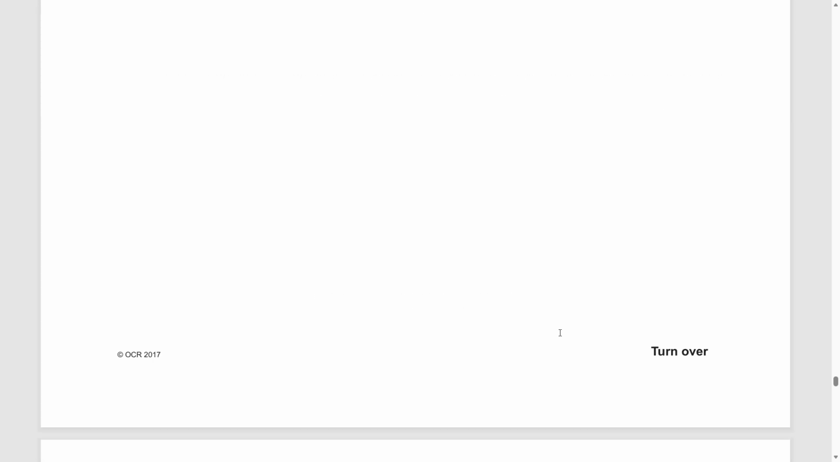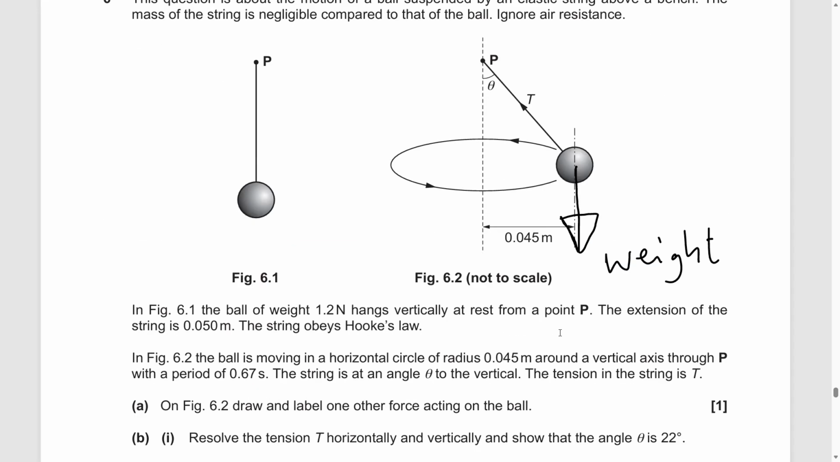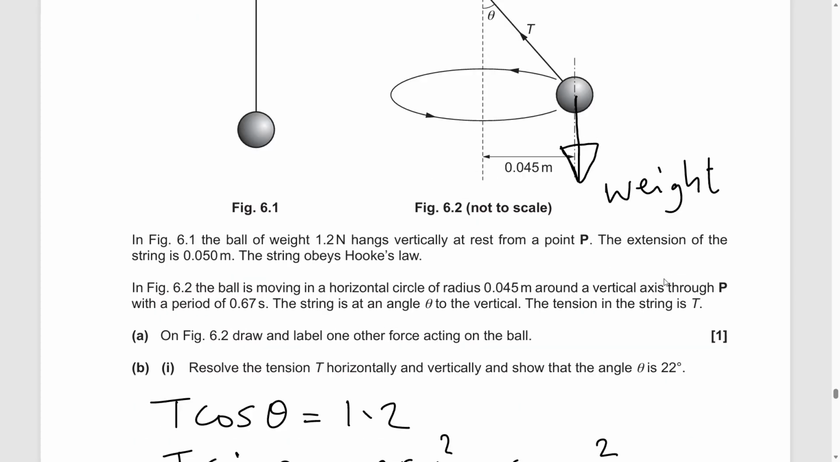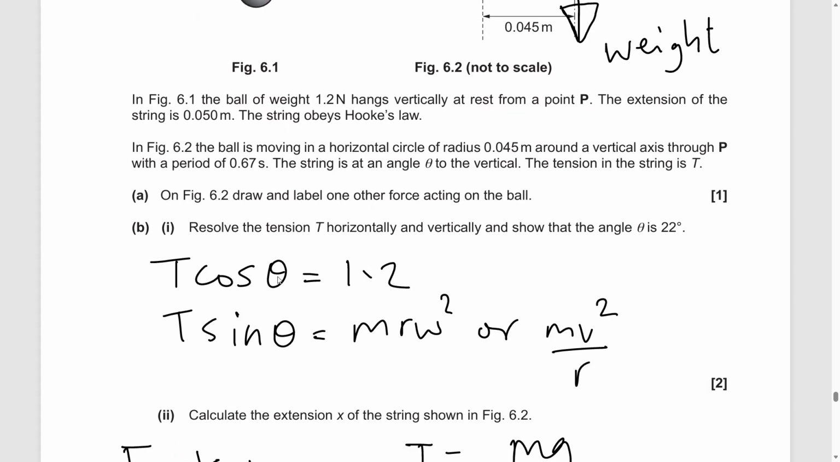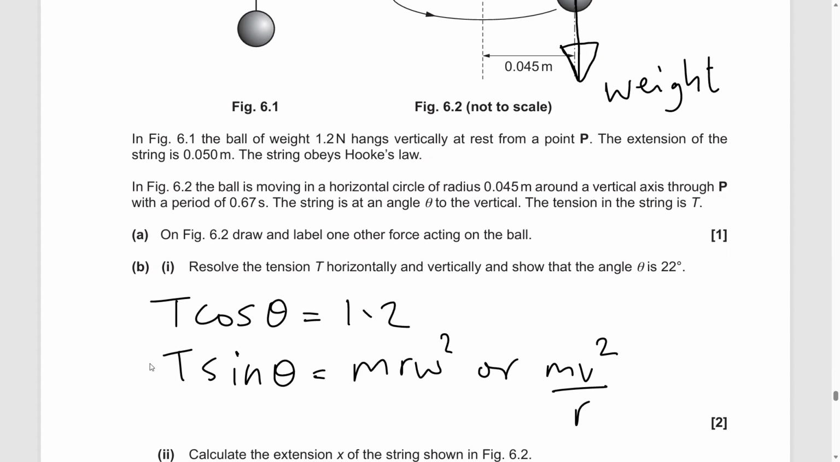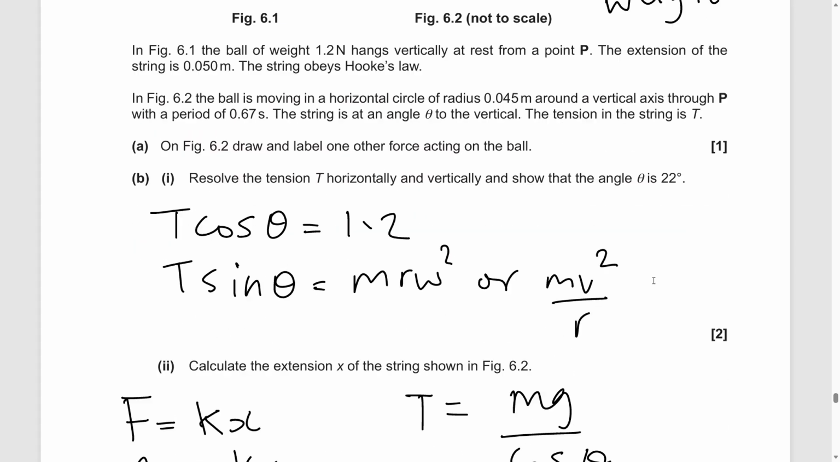And then I think one more question. Okay, so for this question, you need to label the weight. You just need to label the other forces. In this case, it's the weight. Here you're resolving, so you've got T cos theta equals the weight, so this is the vertical component, and then the horizontal component is T sine theta equals m r omega squared, or m v squared over r. Use simultaneous equations, and then you get theta equals 22.